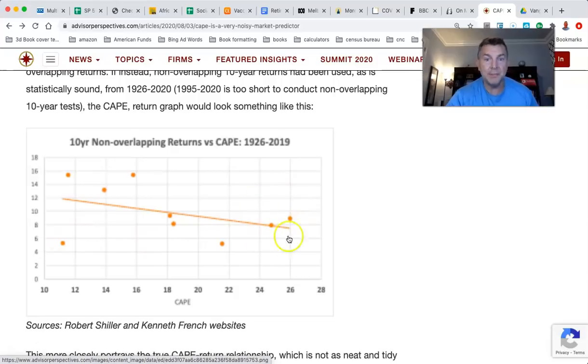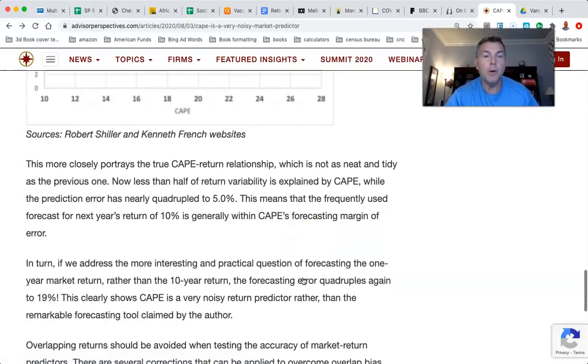So in fact, in this case, you can see when the Cape was above 20, it looks like 2 of the 3 times had a higher return than when the Cape was at its lowest. It's completely statistically irrelevant. Oh man, it's crazy. This more closely portrays the true Cape return relationship, which is not as neat and tidy as the previous one.